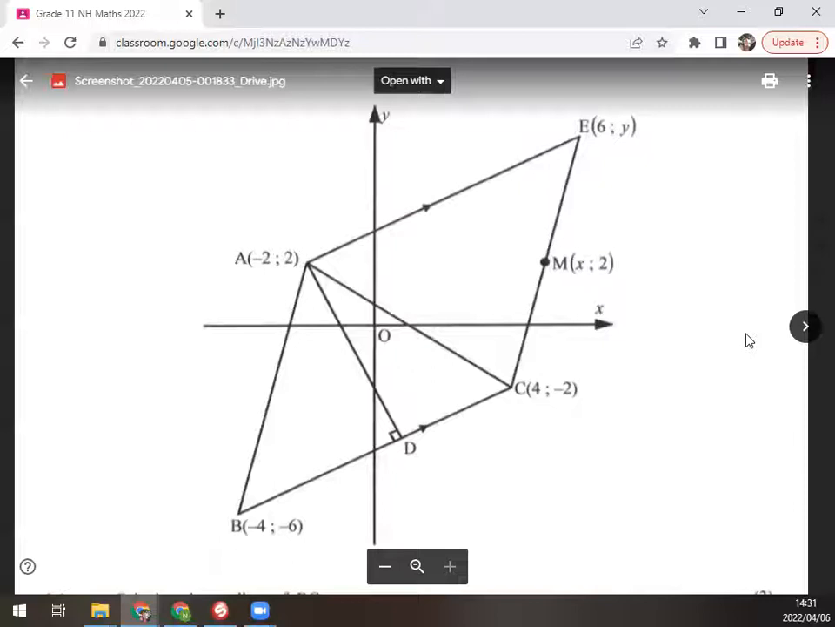So guys, we have the base. The base is root 80. We need to calculate the perpendicular height. If I have A and I have B, how can I find the length of the line? How can I find the height if I have the two coordinates?